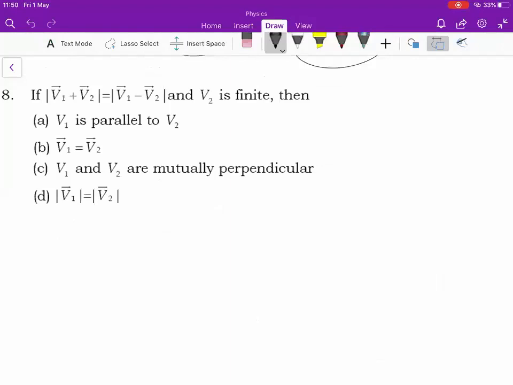In this question, it is given that the magnitudes of two vectors are equal. And what are the vectors? Vector v1 plus v2 and v1 minus v2. The magnitude of v1 plus v2 will be v1 square plus v2 square plus 2v1 v2 cos theta.